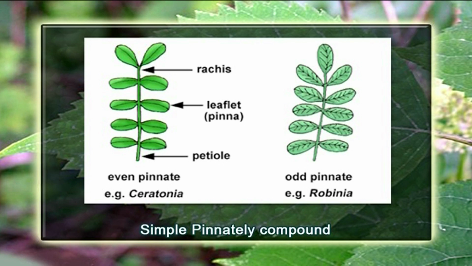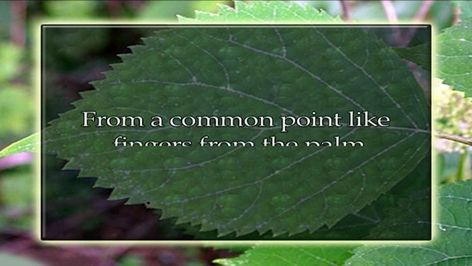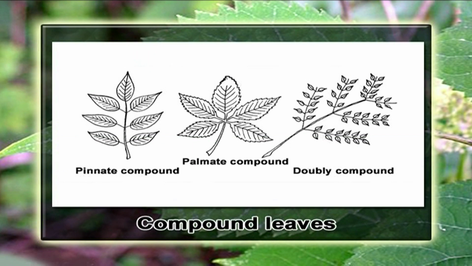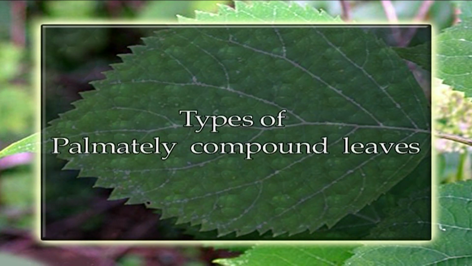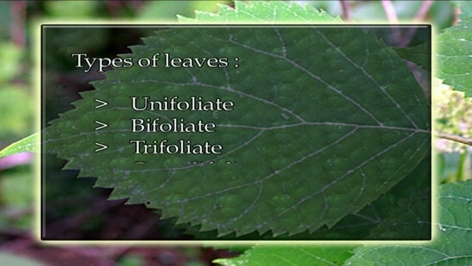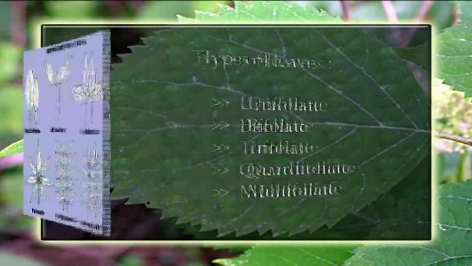If all leaflets arise from one point as rays and thus seem to be radiating from a common point like fingers from the palm, then it is called a palmately compound leaf. And if the leaflets arise from the sides of the rachis, the leaf is called a pinnately compound leaf. Now, types of palmately compound leaves. These are of five types: unifoliate, bifoliate, trifoliate, quadrifoliate and multifoliate, which is also called digitate.